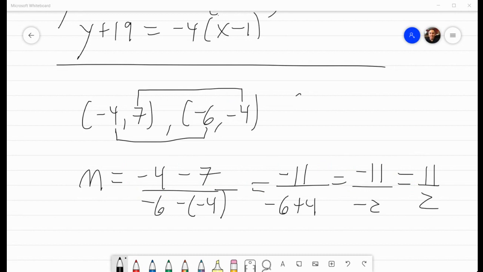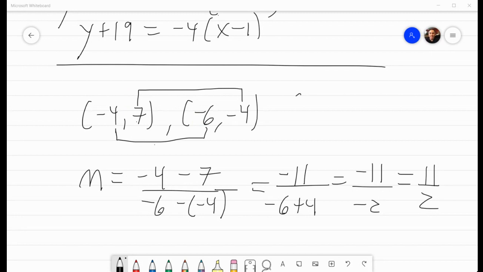So our slope is a positive number. But that should really be expected if you think about it. If the x values are going from minus 6 to minus 4, notice the y values are increasing as well, from minus 4 to 7. So we should get a positive slope.